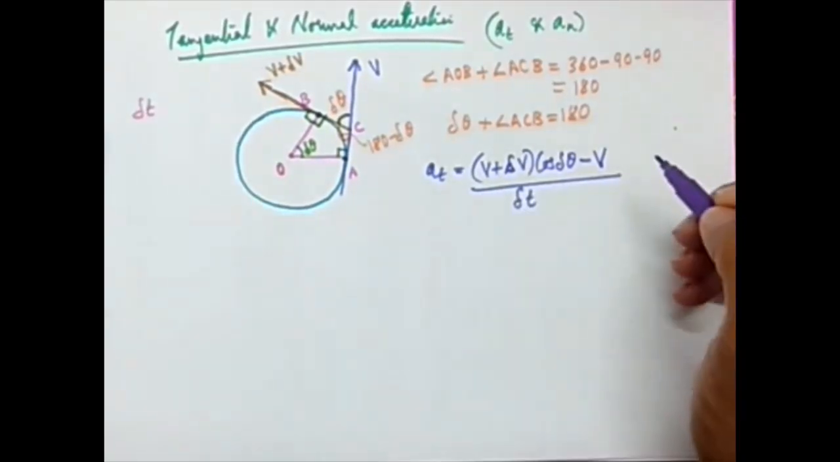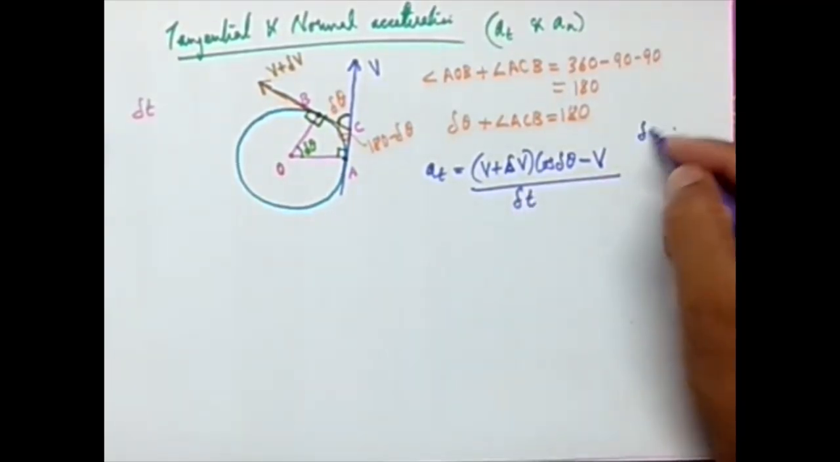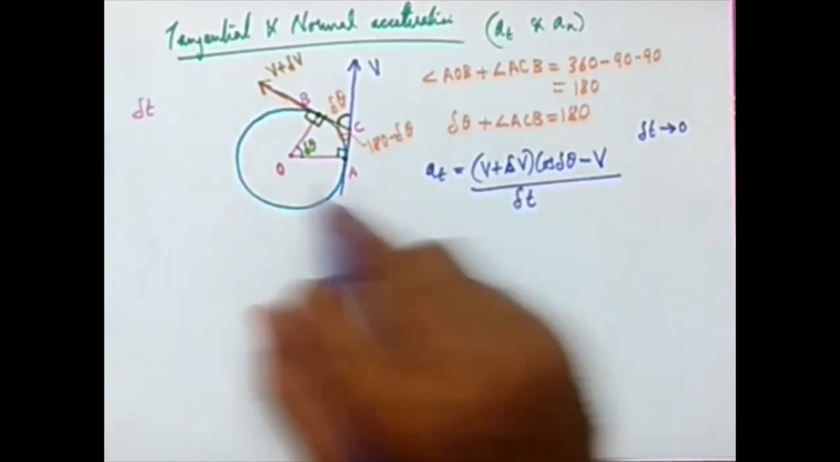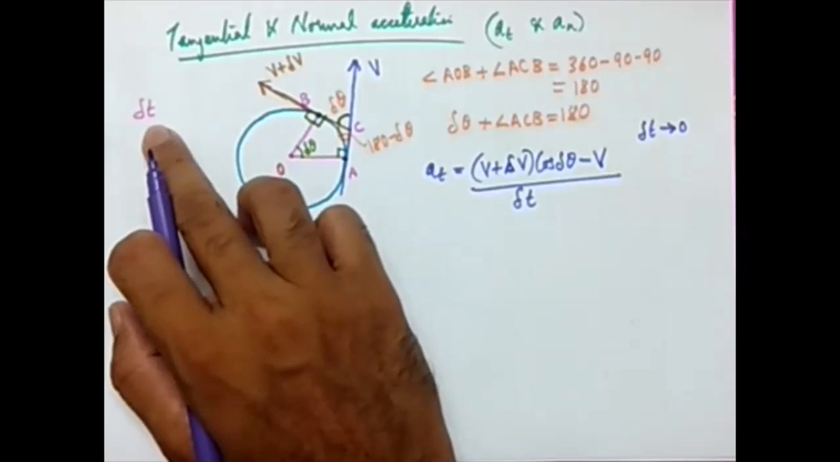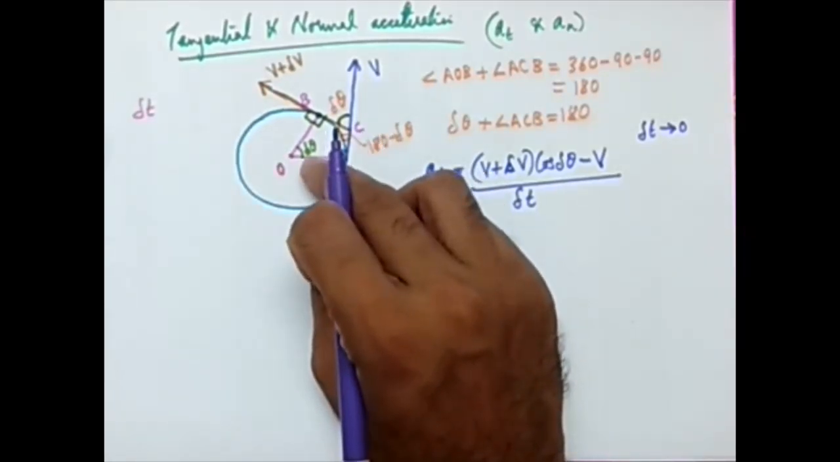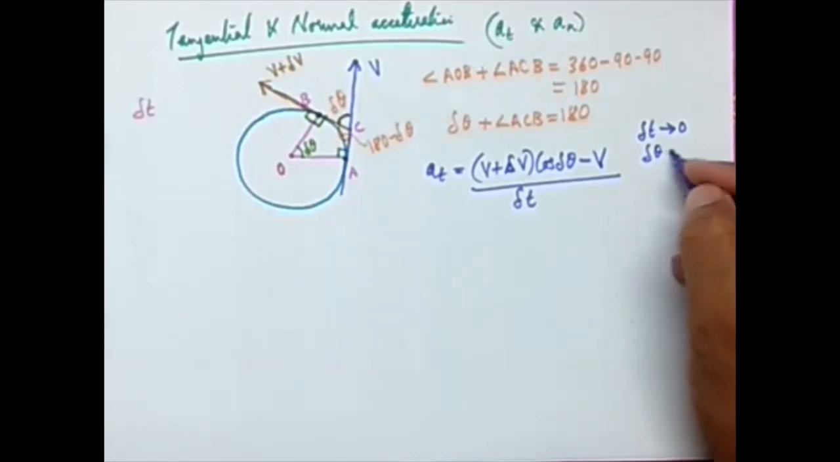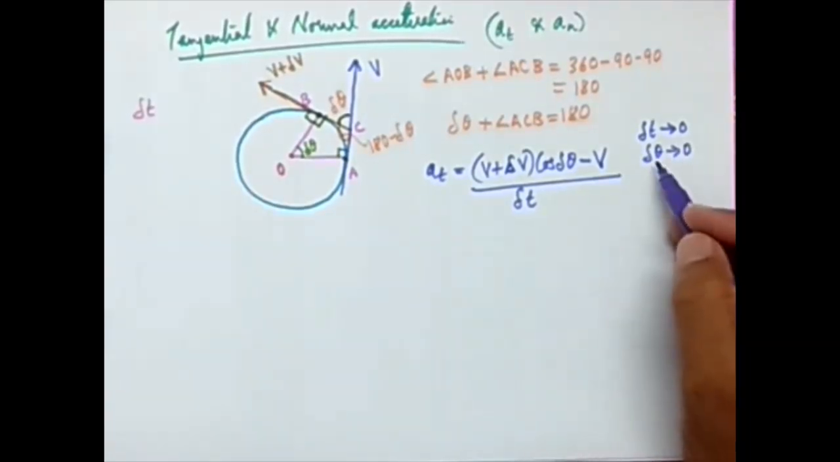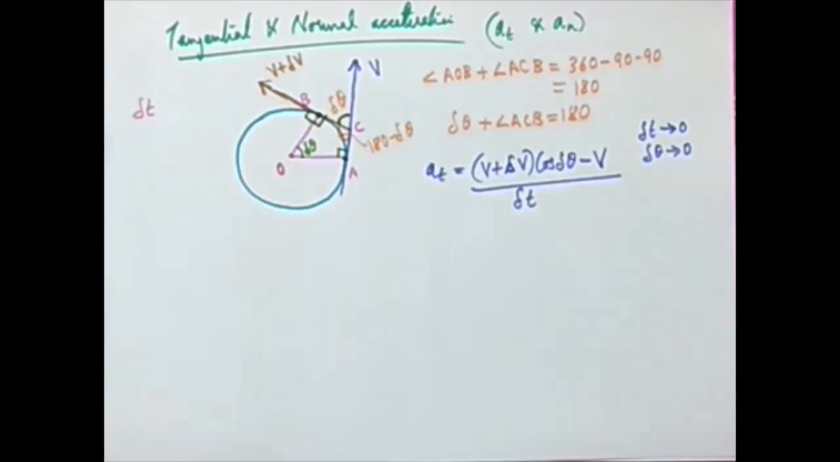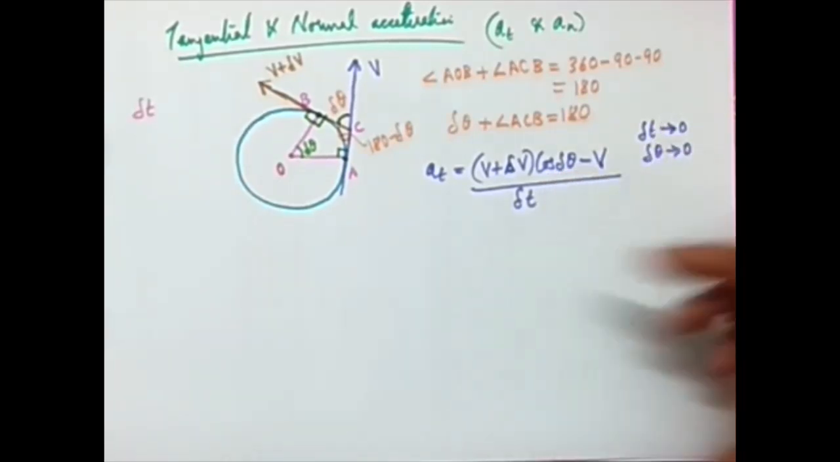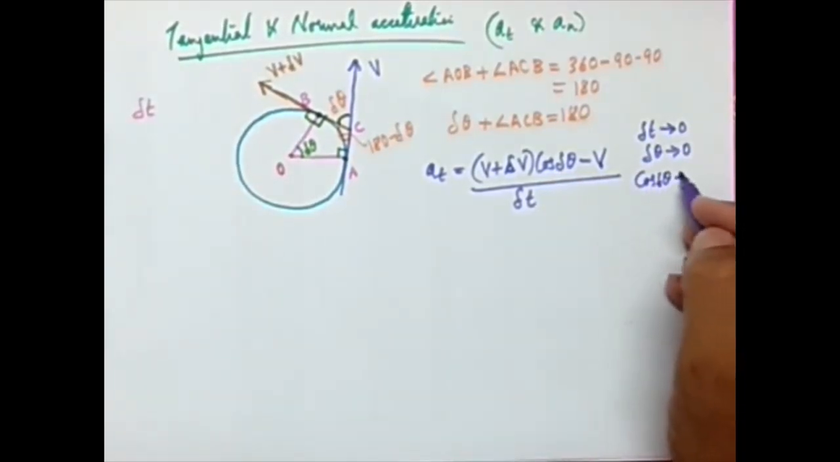Okay, and as the time reduces, when delta t tends to 0, what happens to this angle? When the duration I am considering is very less, this angle will also be very less, which means delta theta is also tending to 0. When theta is tending to 0, cos theta tends to 1, because cos 0 is 1. Okay, what about cos 5? Cos 5 is approximately 0.99 something, and cos 10 is 0.98 something. So whenever theta is tending to 0, cos theta tends to 1, which means cos delta theta tends to 1.